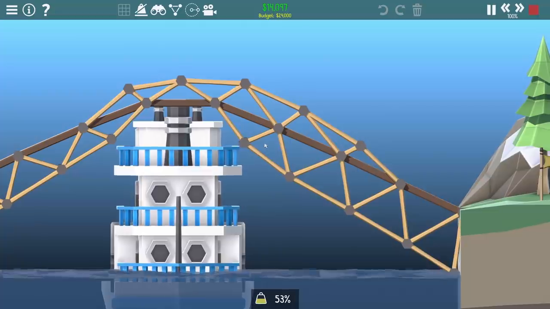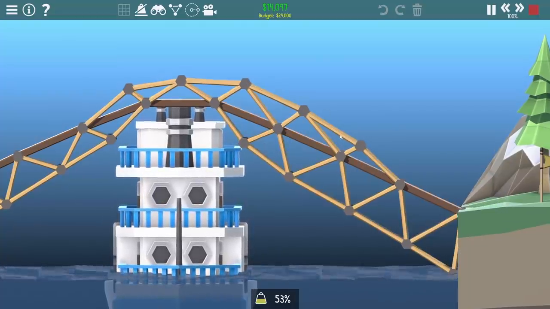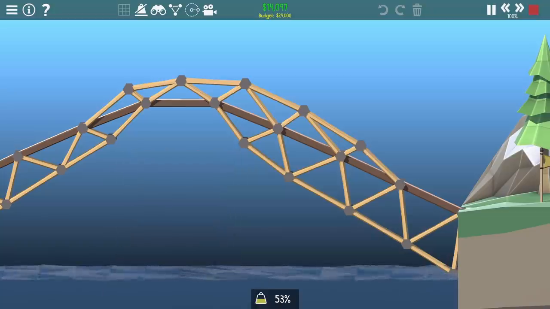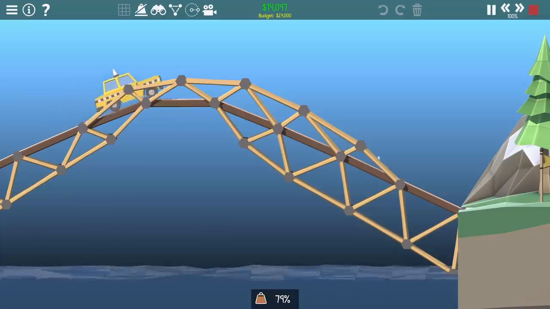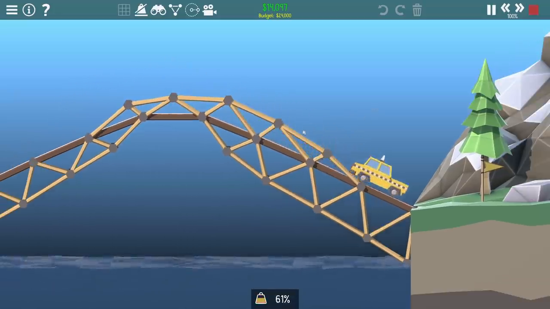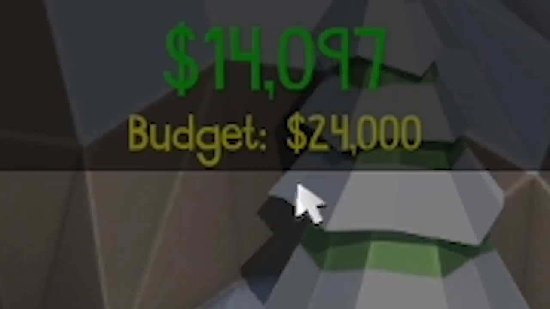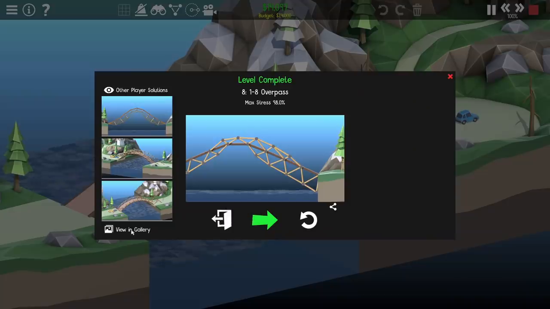Right, so we had a few more fails. What I've done, I've added a bit of a truss on top because these bits of road were breaking. And by adding a truss on top, you're strengthening the whole thing. So you're turning it into a triangle. And with the taxi, we just about made it. So our budget there was 14 grand, which is 10 grand under the 24 grand budget. Now let's go see how we did in the gallery.